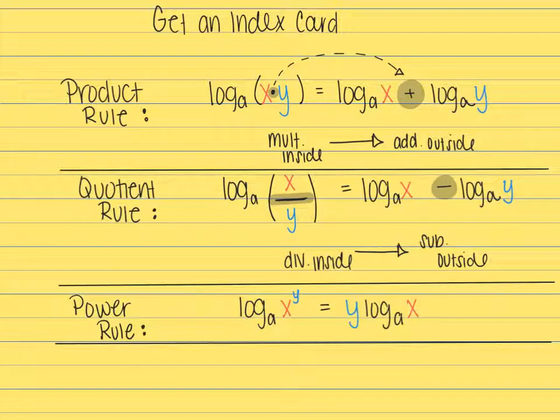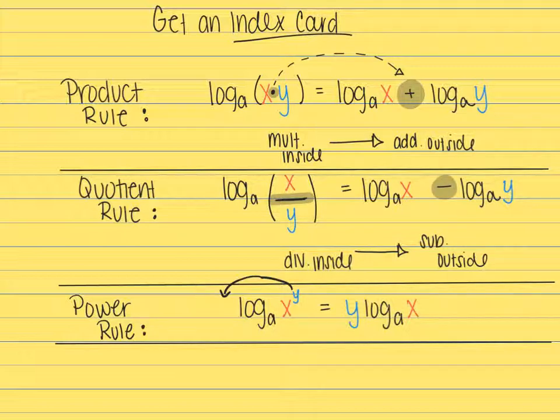Here's another good opportunity to get out a note card to help you learn these properties. On your index card, copy all 3 of these properties down. Yes, they are in your notes. Yes, we've talked about them a million times, it seems like. But the more times you write them, the more likely you are to remember them. So I have the product, quotient, and power rule. Product rule: multiplication inside turns to addition outside. Quotient rule: division inside turns to subtraction outside. Power rule says that if you have a little tiny power, you can bring it down in front of the log. So those are the 3 properties.